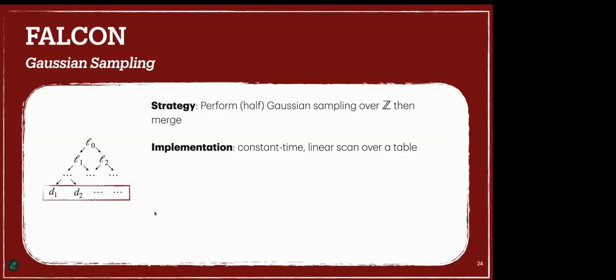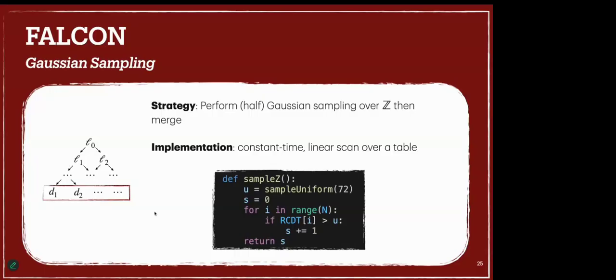The implementation of the Gaussian sampling over the integers is, of course, constant time, and it is performed via a linear scan over a table. So this is pseudocode for the half Gaussian sampler. We start by sampling a uniform element over 72 bits, and we have a counter S that we initialize to 0. And we're going to go through the table called RCDT, which stands for Reverse Cumulative Distribution Table.